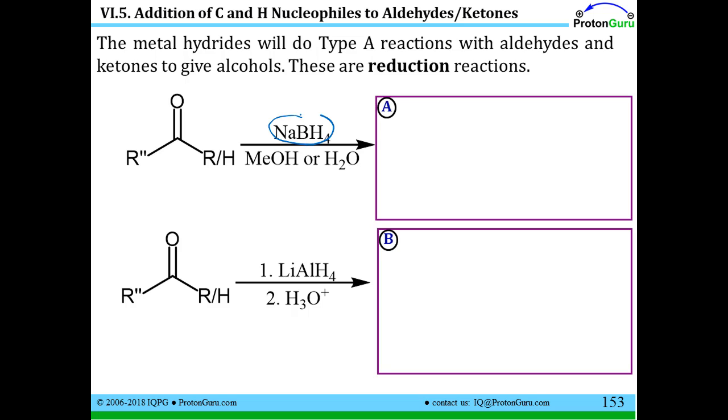The sodium borohydride and the lithium aluminum hydride are two of the hydride sources we talked about. Now we did talk about the sodium borohydride being the least reactive of the hydride sources we talked about, but it is reactive enough to react with aldehydes and ketones. So when we see this reagent, hopefully you will think that means that my nucleophile is this, hydride.